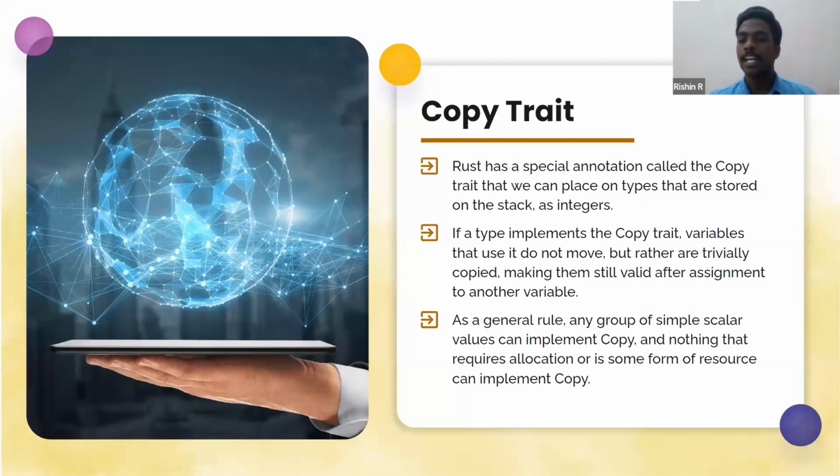As a general rule, any group of simple scalar values can implement Copy, and nothing that requires allocation can. That is, any scalar data type that we discussed in the previous session, anything that holds a single value, like a char, integer, or float, usually has the Copy trait already implemented. Whereas data structures like String, whose size may vary during runtime and which are kept in the heap, do not implement the Copy trait.